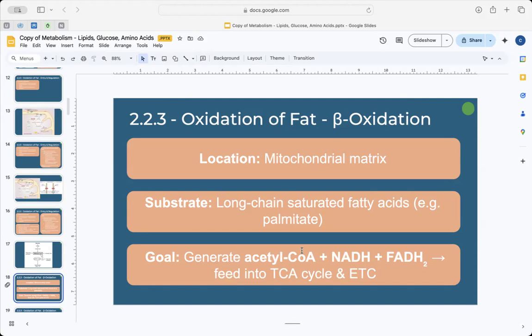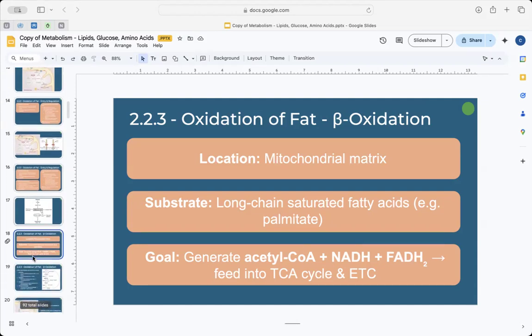to feed into the TCA cycle and electron transport chain. And just a note on that, we won't be covering the TCA cycle or electron transport chain today, just because it comes under a separate bit of the syllabus. But I think there is another session on that coming up, or it might have already been. So hopefully you guys are aware of some of the information to do with that, because it comes up quite a lot in these topics.